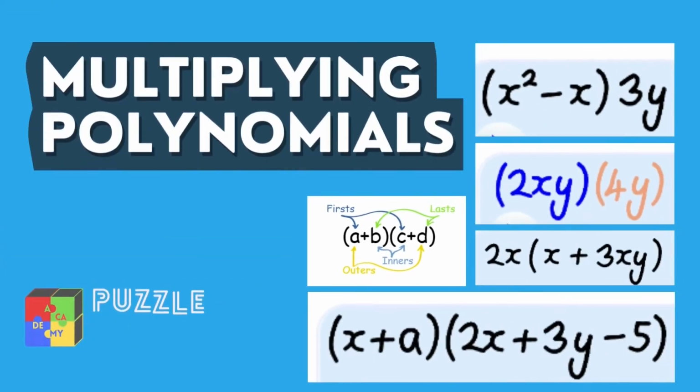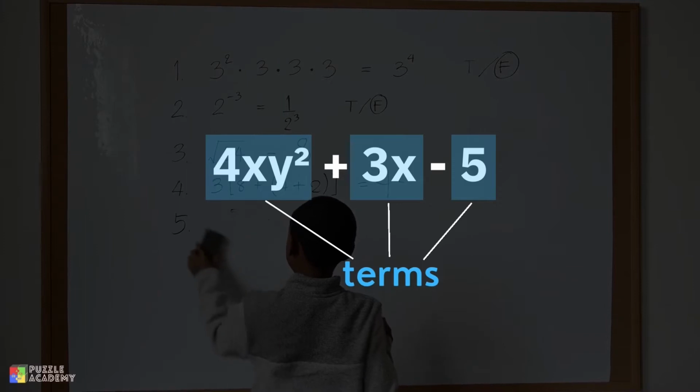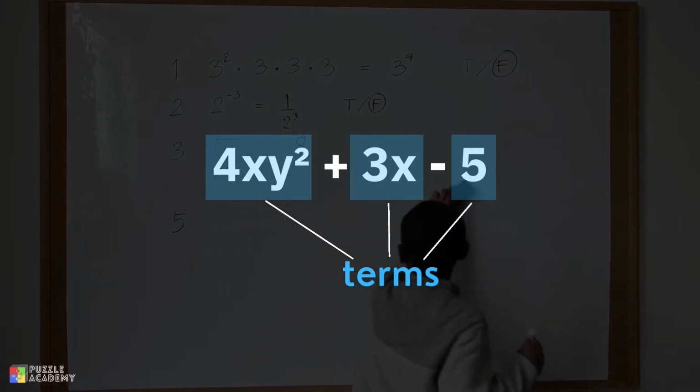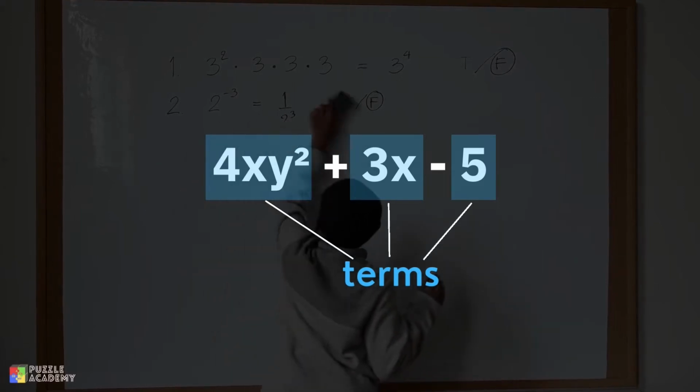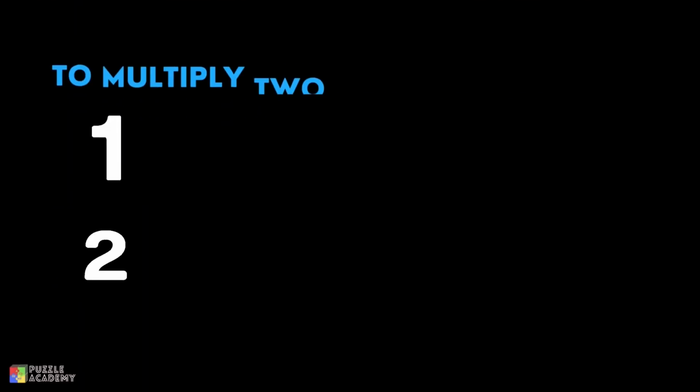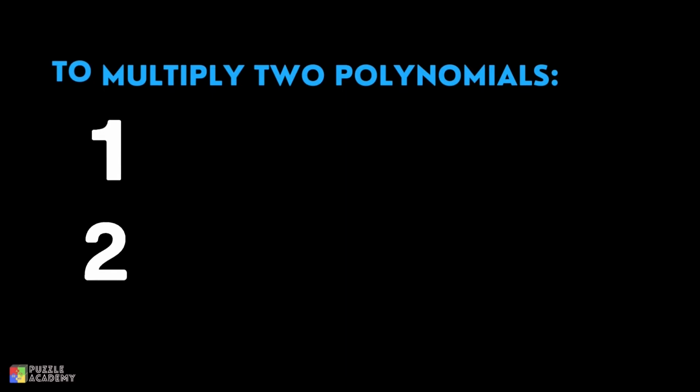In this quest, we will talk about multiplying polynomials. A polynomial looks like this. This is an example of a polynomial. This one has 3 terms. Now, to multiply 2 polynomials, these are the 2 steps.